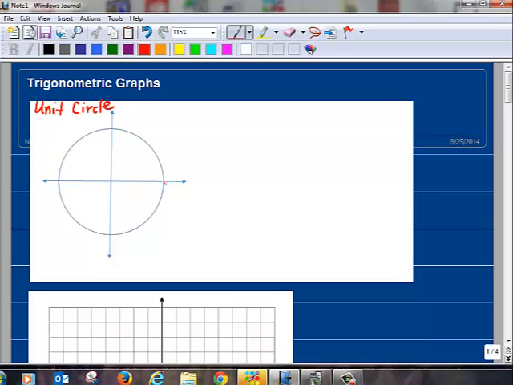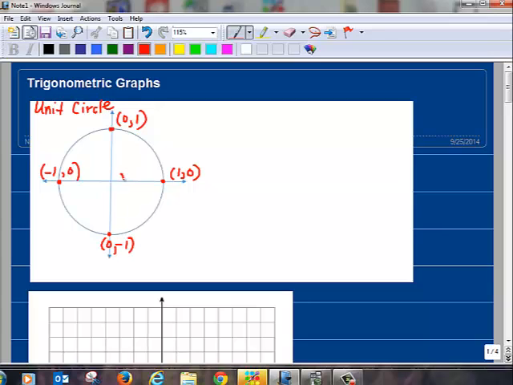I'm going to label the points here on the unit circle: on the positive x-axis, the point 1, 0; on the positive y-axis, the point 0, 1; here we have negative 1, 0; and 0, negative 1.